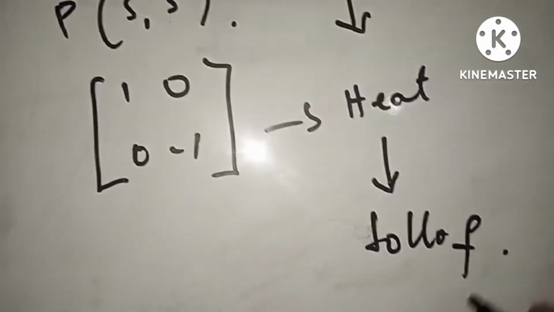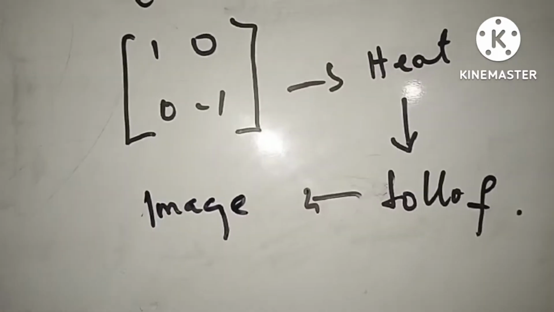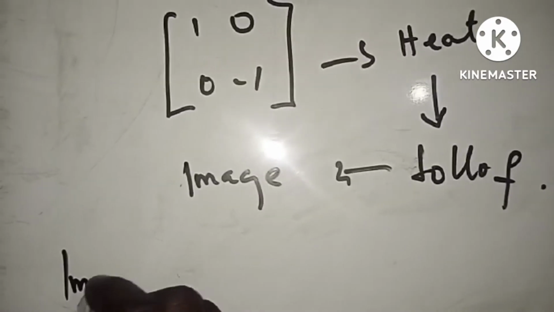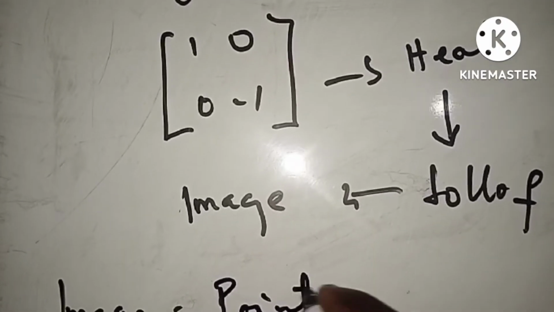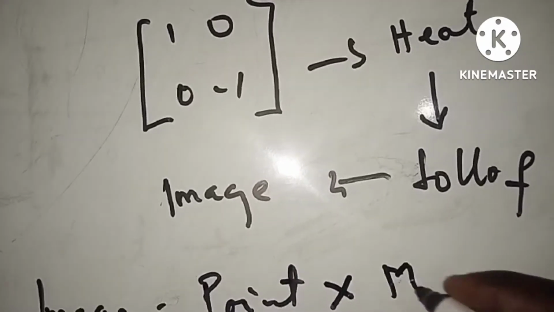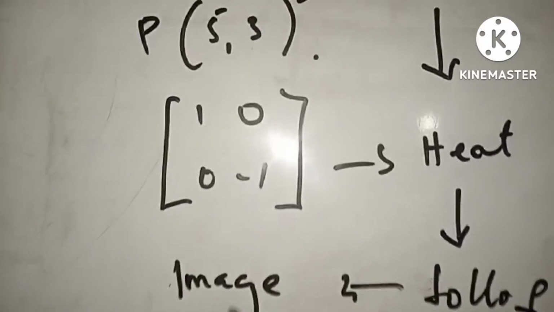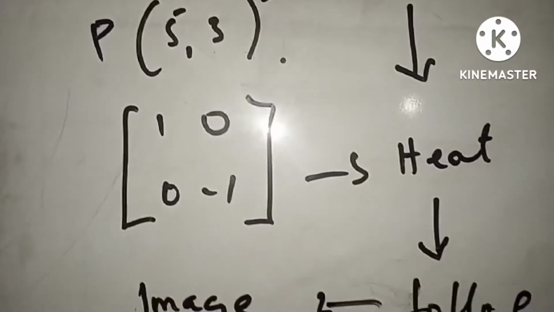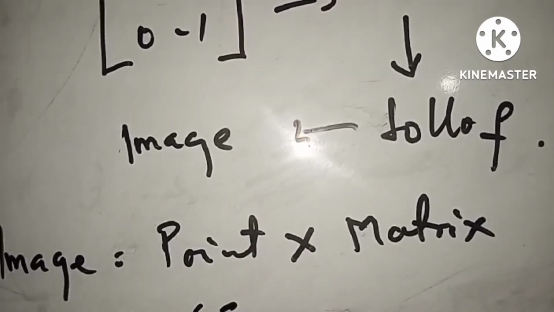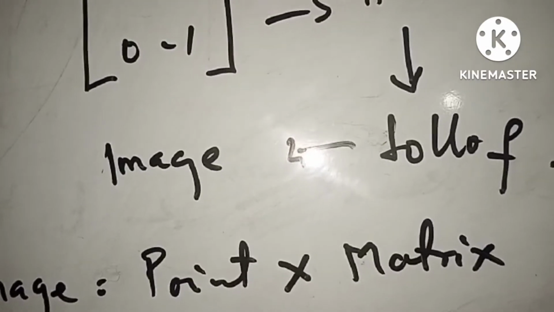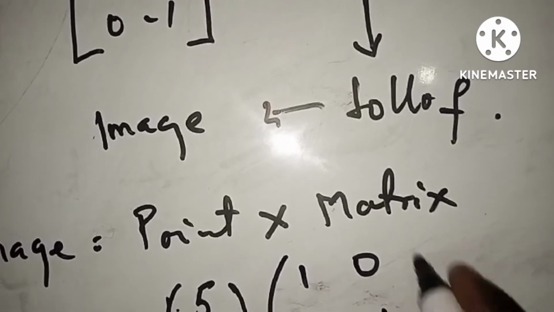Now they say you should find the image. Of course, this is the image that we are going to find. So the image here, by definition, will be equal to the point multiplied by the matrix. This is very simple. So you have the point, and this point has to be in vector form. So the point is (5,3), and then multiply by the matrix. So this is the matrix, 1 0 and then 0 -4.